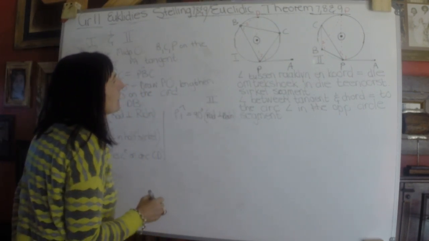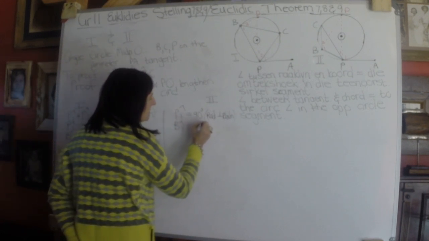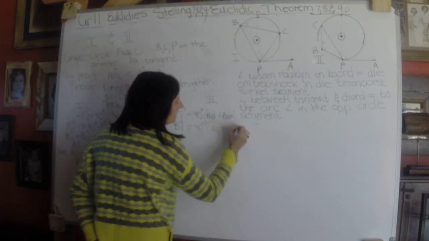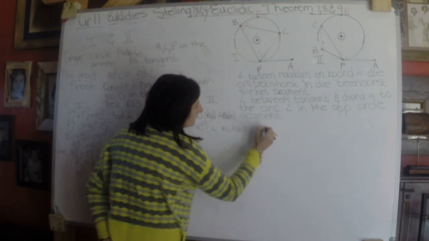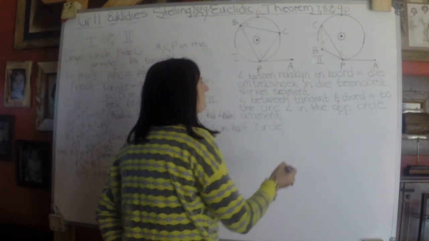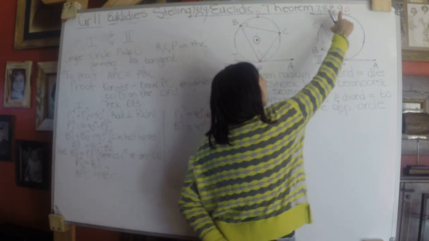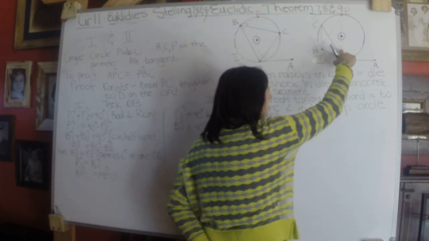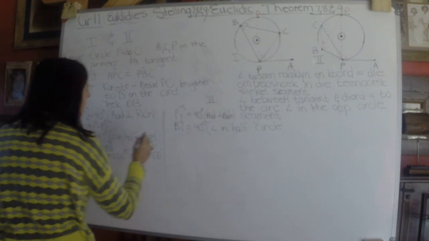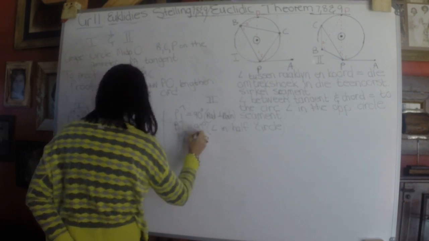Then we can also say that B1 equals 90 degrees, angle in half circle. There's the angle in the half circle and there's the radius on the tangent. So now we can say, therefore, B1 equals P1.